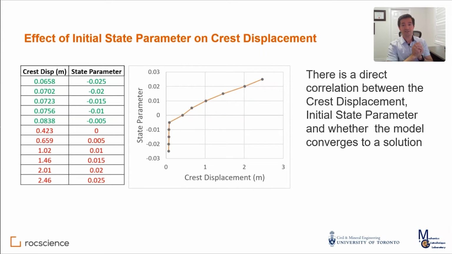What I see from this graph is a direct correlation between the crest displacement, the initial state parameter, and whether the model converges to a solution or not. When the model doesn't converge to a solution, usually we say that the results are not that valuable in terms of the actual result that we are calculating from the finite element simulation, but they are actually an indication of what is happening there. What kind of mode of failure you're looking at?